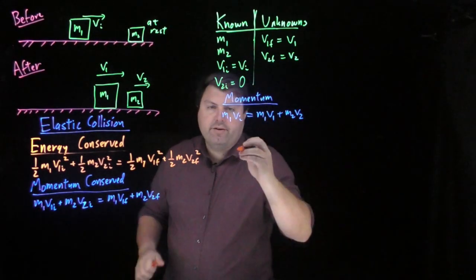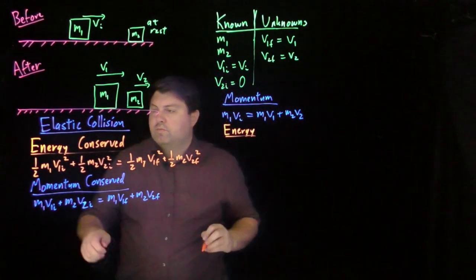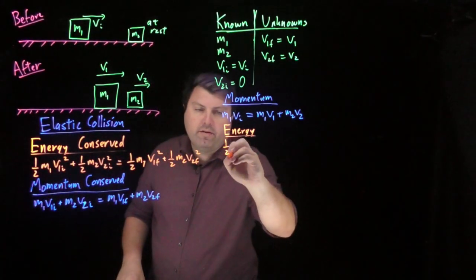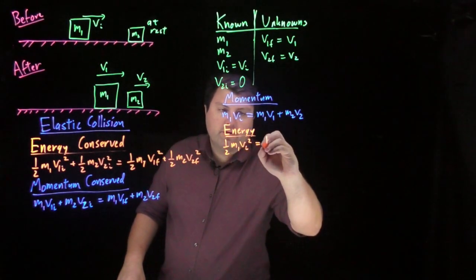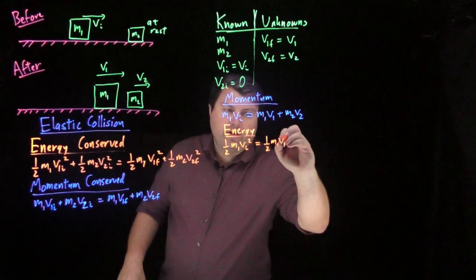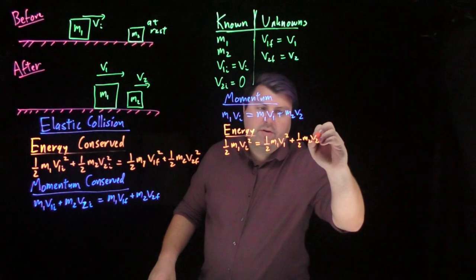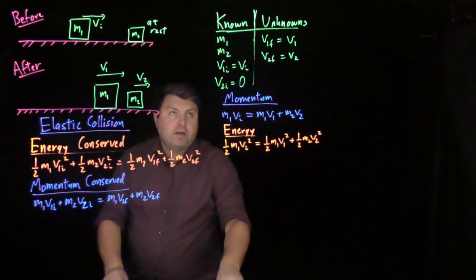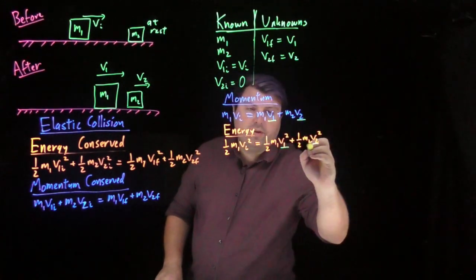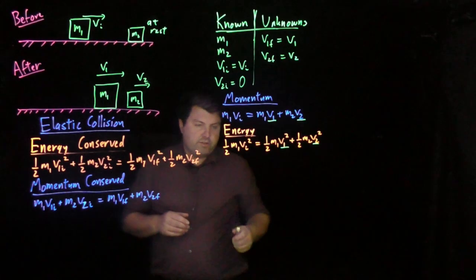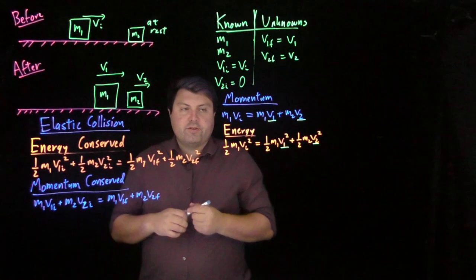And then if we look at our energy, we have 1/2 m1 vi squared equals 1/2 m1 v1 final squared plus 1/2 m2 v2 final squared. Our unknowns are v1 and v2. So we have 2 equations and 2 unknowns. So this is solvable, and now we're going to solve it in a general sense.